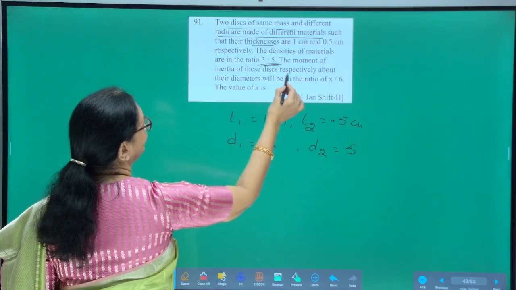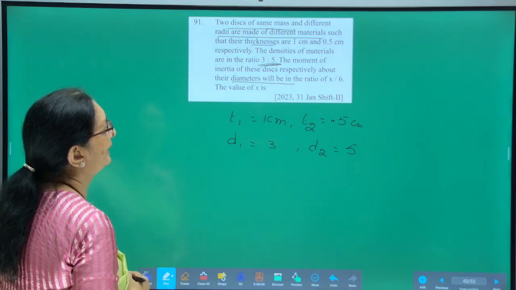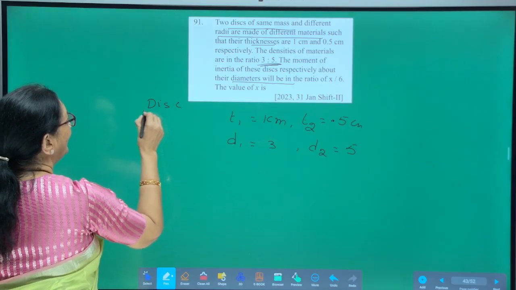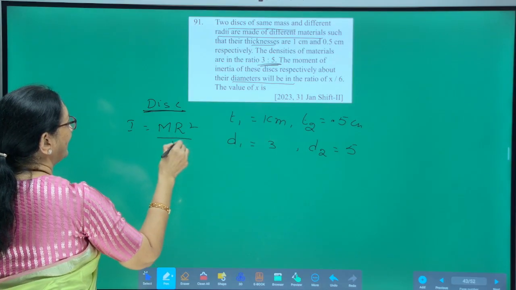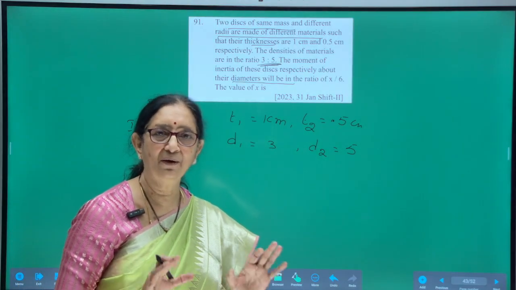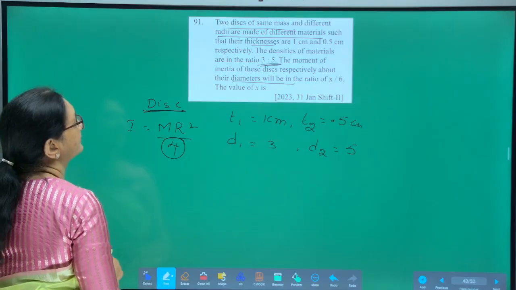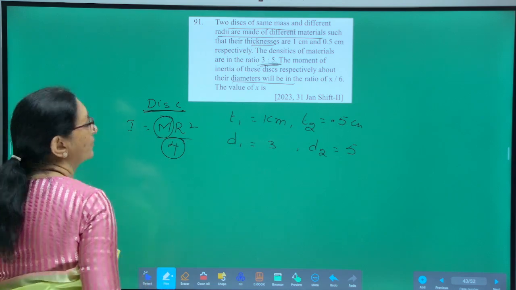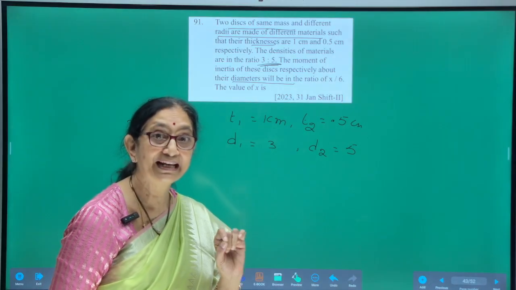Moment of inertia of these discs respectively about their diameters will be in the ratio x/6. For any disc, moment of inertia about the diameter becomes mr²/4. Both of them are discs, isn't it? So, about the diameter mr²/4. So, this is constant factor. The two discs have same mass. Mass is also constant, but no information is given about the radii here.